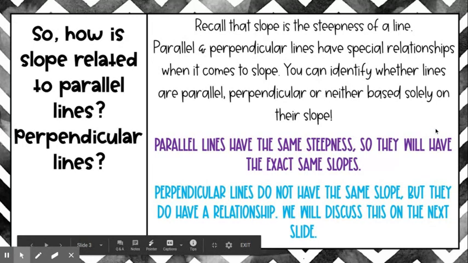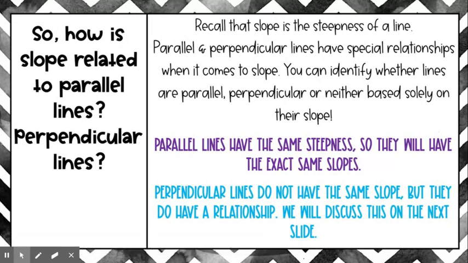So, how is slope related to parallel lines and perpendicular lines? Well, we recall that slope is the steepness of a line, and parallel and perpendicular lines have special relationships when it comes to slope. You can identify whether lines are parallel, perpendicular, or neither based on their slope. So parallel lines have the same steepness, so they will have the exact same slope. Perpendicular lines do not have the same slope, but they do have a relationship, and we're going to look at that on the next slide.